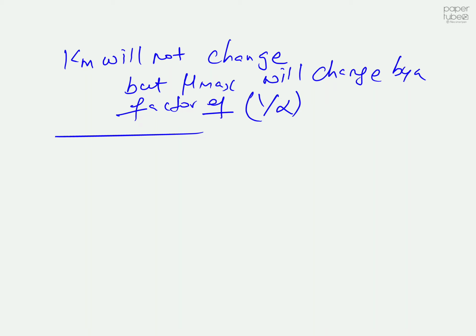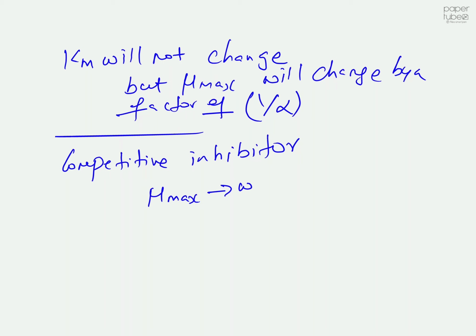You have to remember, when we talked about the competitive inhibitor, let me check one time, I don't want to make any mistake. When we talked about the competitive inhibitor, your mu max will not change, but your inhibitor will alter the Km value. Km will change.